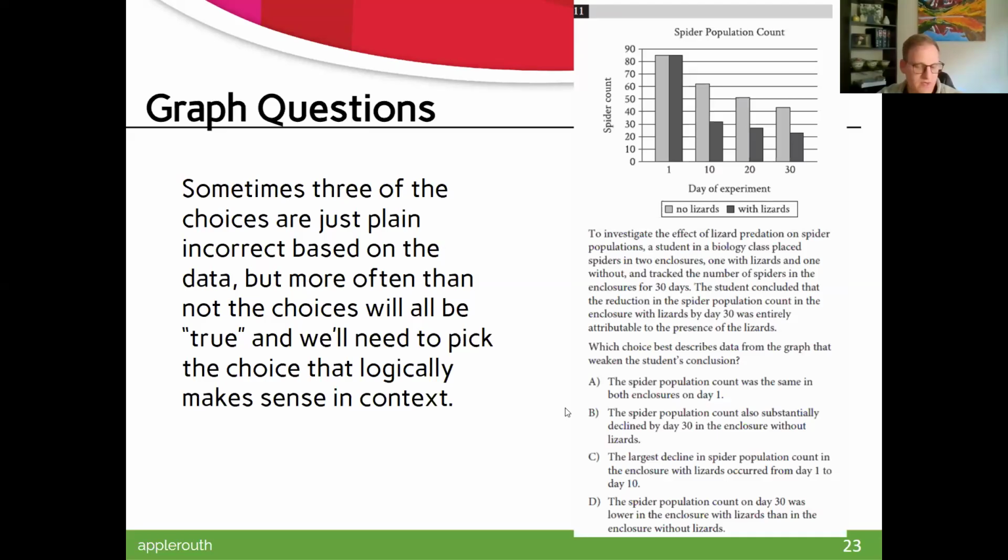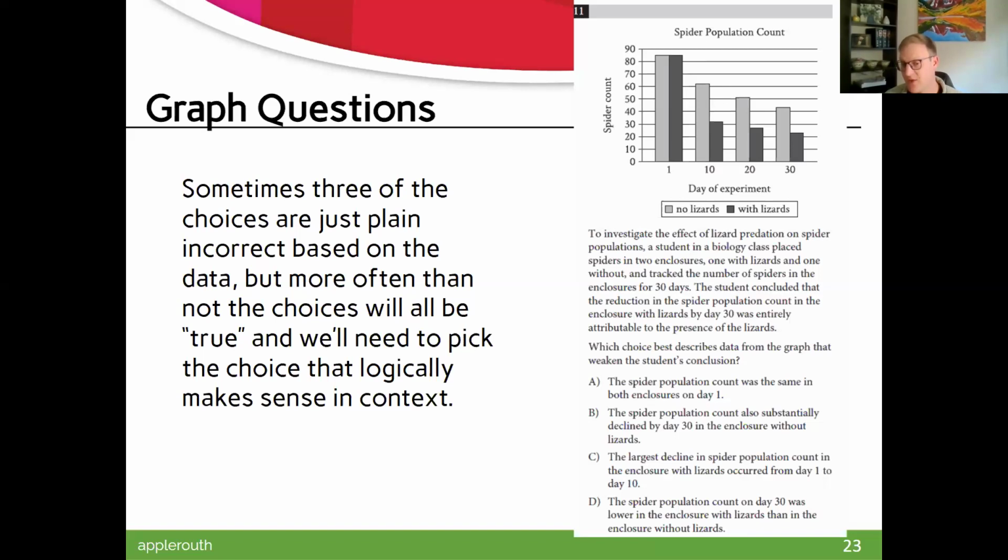This is back to the middle of each verbal module, so command of evidence again. We won't do this question, but know that graph questions on module 1, sometimes there are 3 answers that are just false. Like you look at the graph and you're like, wait a second, that's not even true. More often though, especially on module 2, all the answers will be true in the graph, and we're going to have to read that passage carefully to find the one that's relevant.